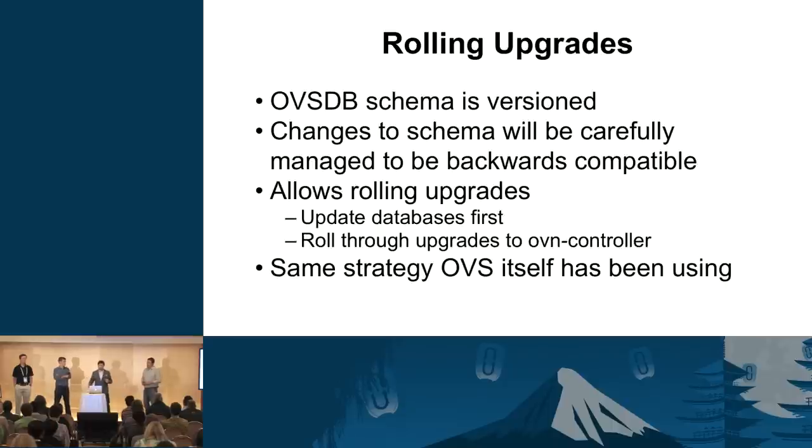What that lets us do is support rolling upgrades in the way that is expected for OpenStack. So you update the databases first in your controllers, not network controllers, but controller nodes in OpenStack speak. You upgrade those databases first, and then you can roll through the upgrades of each of the hypervisors, where in the OVN case the OVN controllers are running. So I think we have a solid plan for how that's going to work for OVN. It's not really any additional work.